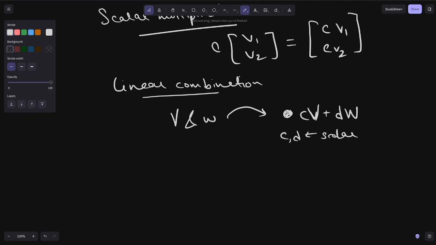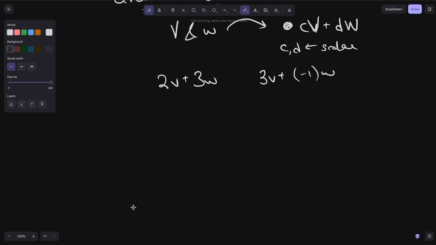So this might be one linear combination. This can also be, let's say, -1, for example, a linear combination. Okay, so how do I represent this? How does it look in graphical form? Let's imagine this a bit.